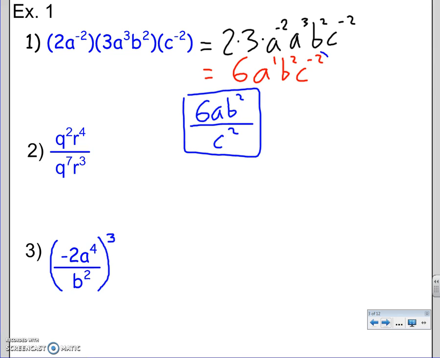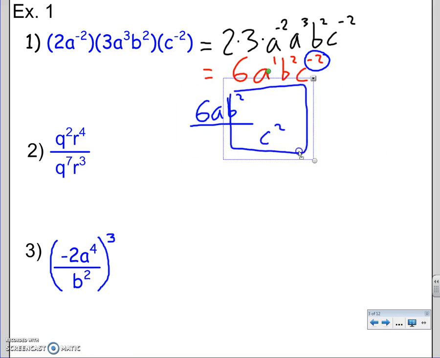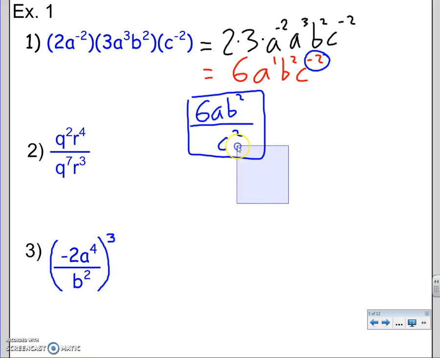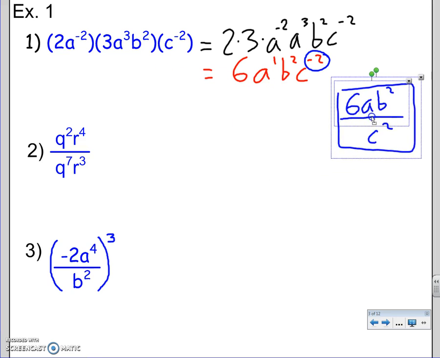So everything with a negative exponent moves to the other side of a fraction. If it's on the bottom of a fraction, meaning the denominator, it moves to the numerator. If it's already on top in the numerator, it moves to the denominator.